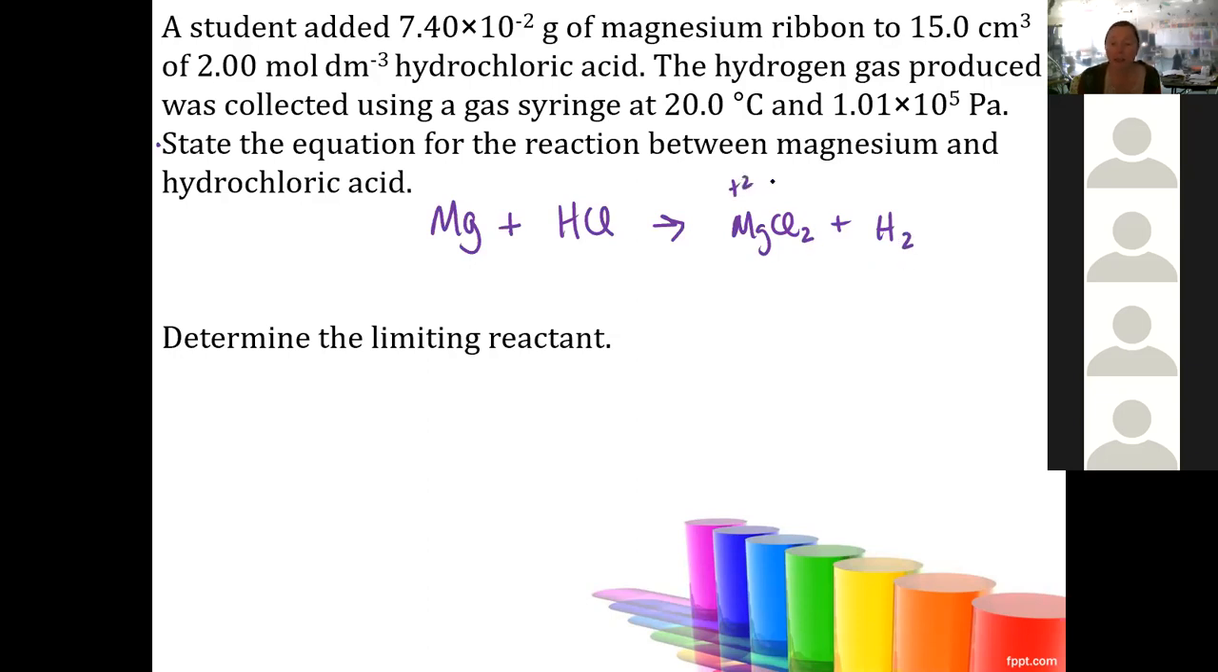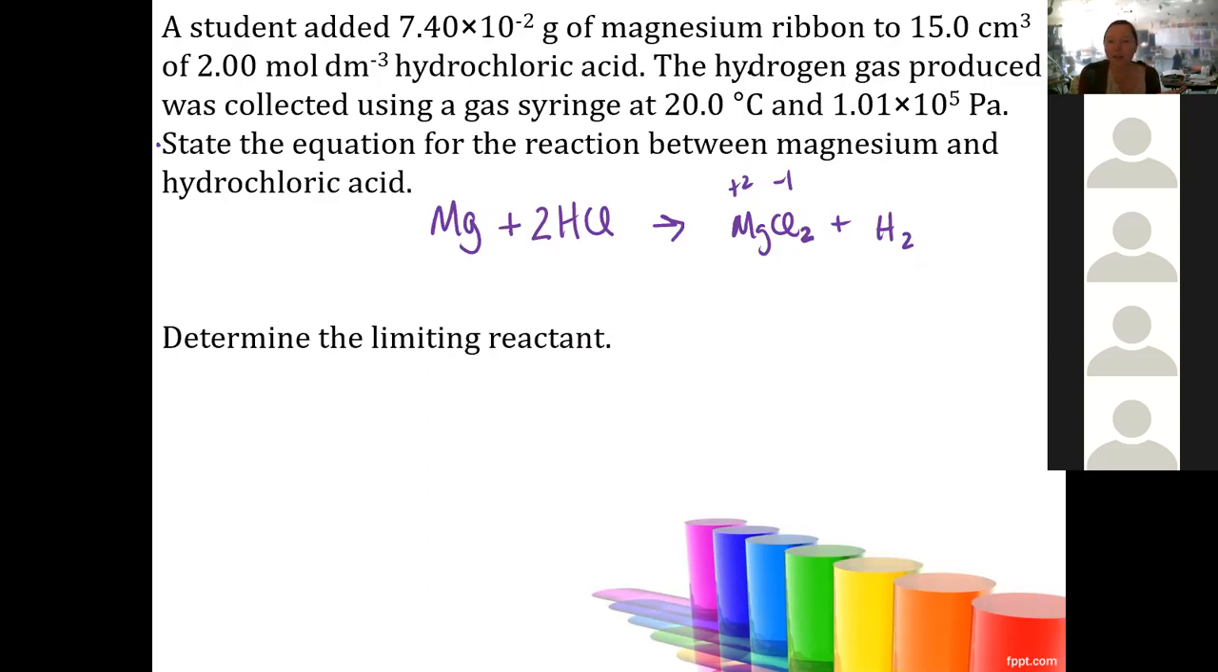Because magnesium's a +2 and chlorine's a -1, I need 2 of those chlorines to balance out that magnesium. Hydrogen is diatomic, it's always going to be 2 when it is elemental. So now I need to balance my equation. I'm going to put a 2 in front of that HCl. Perfect, I've got my balanced equation. Determine the limiting reactant.